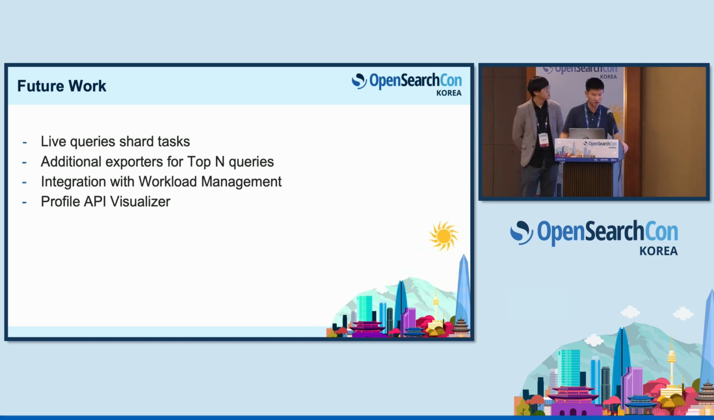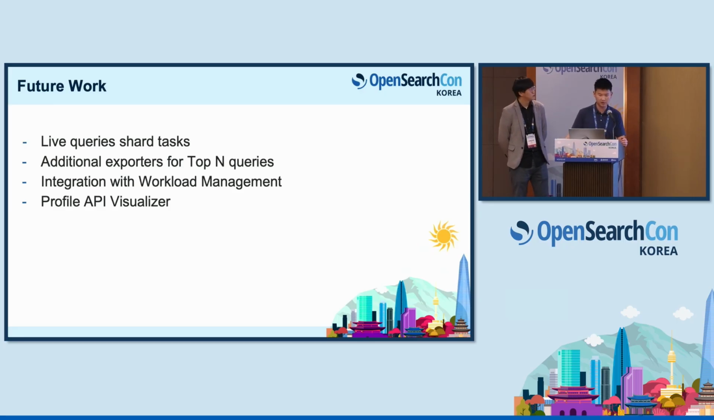So now I'll talk about some future work. We have a lot of things on the Query Insights roadmap, but these are 4 that I wanted to point out. First is live queries shard tasks. Right now, the live queries dashboard only shows request level data. So we want to expand this to include shard level data so that you can get even more granular insight into long running queries on your domain.